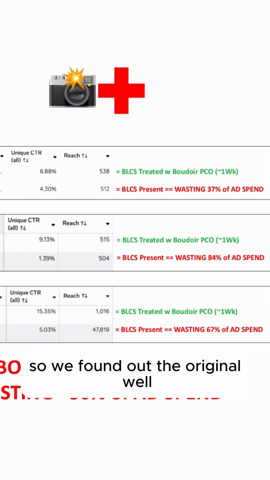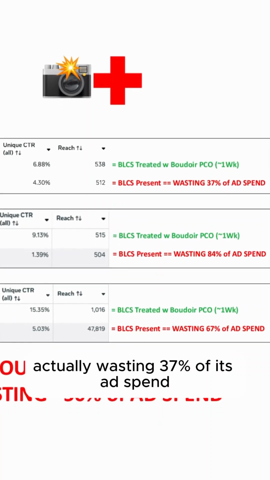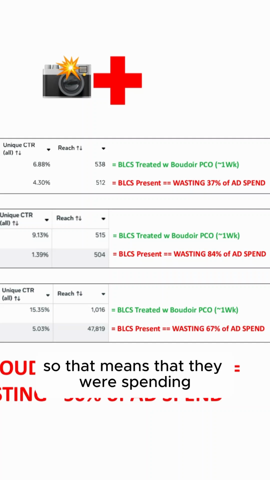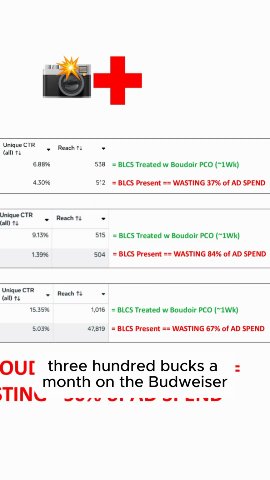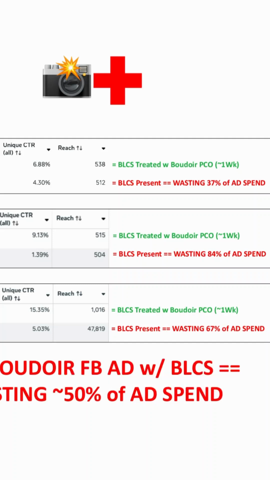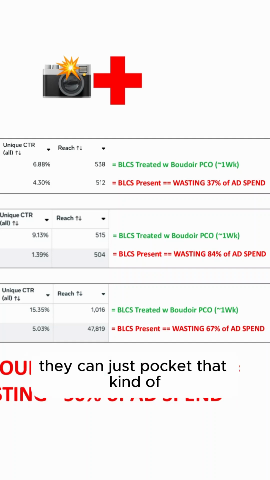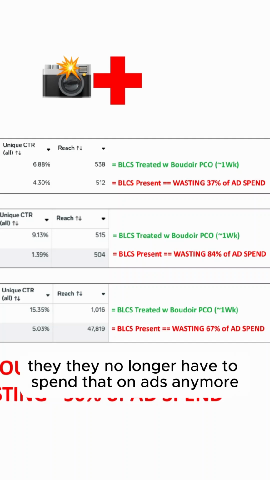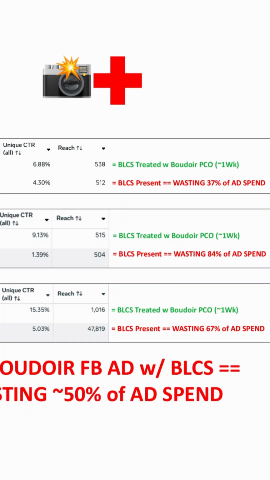So we discovered the original Boudoir Facebook ad was actually wasting 37% of its ad spend of what it could have been achieving. That means they were spending 10 grand a month on the original Boudoir Facebook ad. Now they only have to spend $6,300 a month on the Boudoir Pico treated ad to get it into the same number of women's brains. So that difference, $3,700 a month, they can just pocket as a kind of phantom bonus. They no longer have to spend that on ads, kind of like a Boudoir Pico bonus.